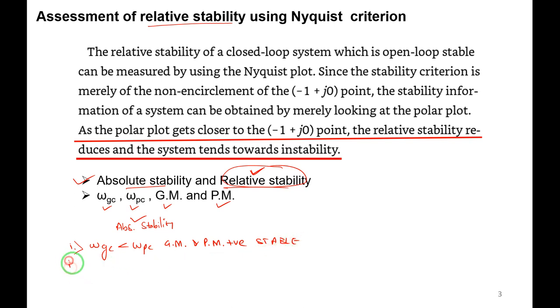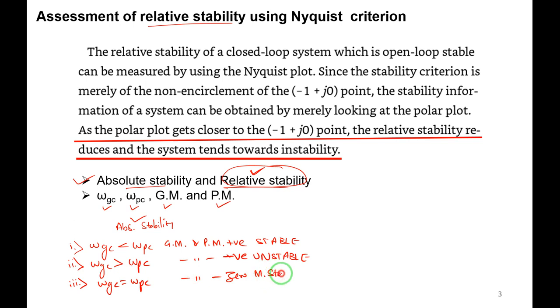Second condition: whenever omega gc is greater than omega pc, GM and PM are negative and the system is unstable. Third condition, we already know this, I am just listing it out: whenever omega gc is equal to omega pc, gain margin and phase margin are 0 and the system is marginally stable. These stability conditions we know, right?